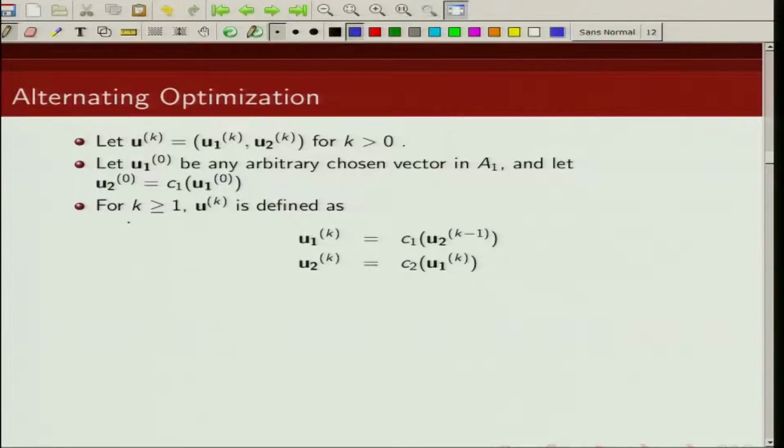In general, for k greater than or equal to 1, we can define uk by u1k and u2k, where u1k is nothing but C1 of u2 k minus 1, and u2k is C2 of u1 at time k.